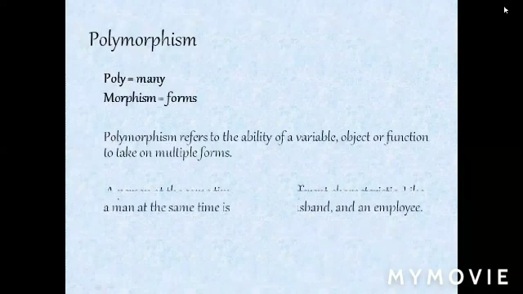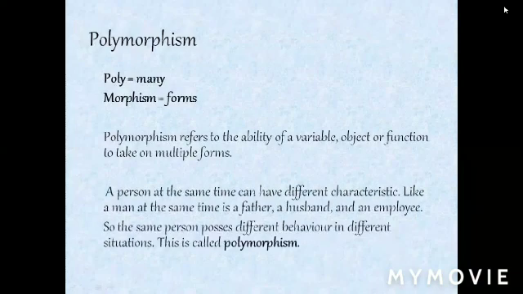So now, let us discuss what polymorphism is. The word itself says its meaning. Poly means many and morphism means form. So, polymorphism means many forms.